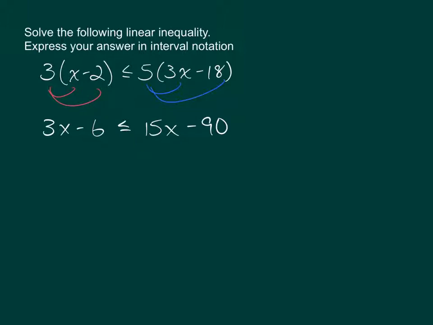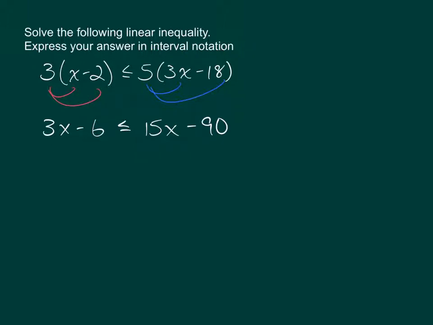The next step here would be to move all of the x's to the left side of the inequality. The reason why we want the x's on the left side of the inequality is so that when we get to the final answer, it will be easier to interpret and change over into the interval notation.